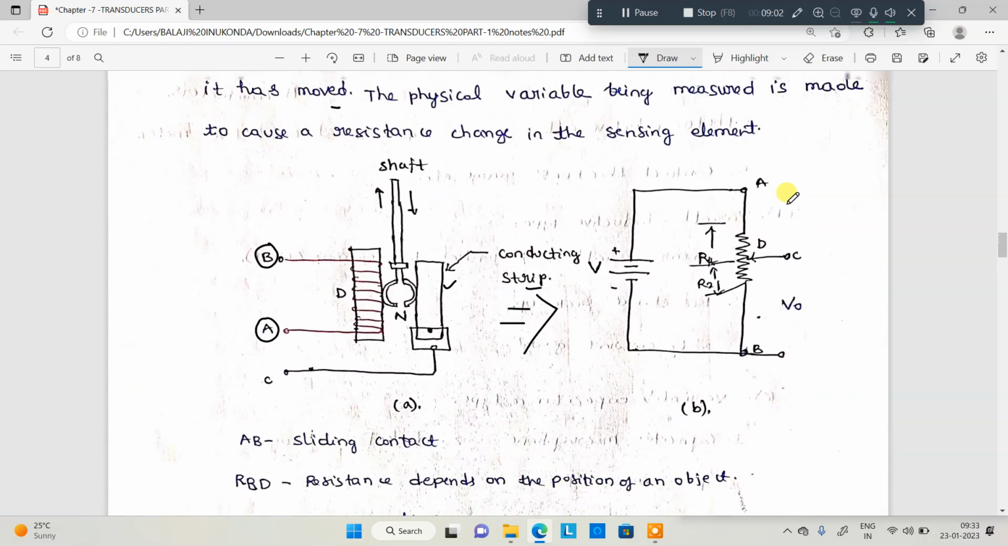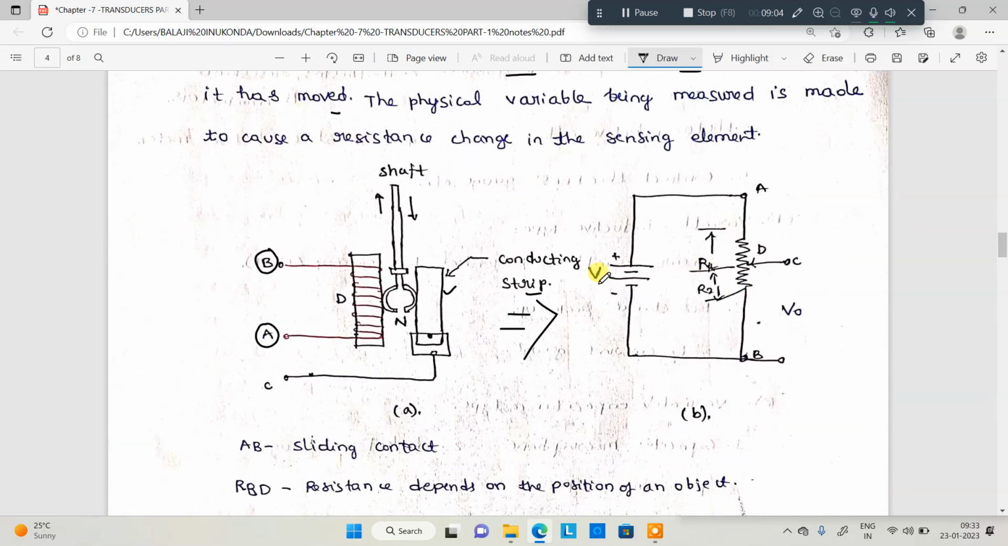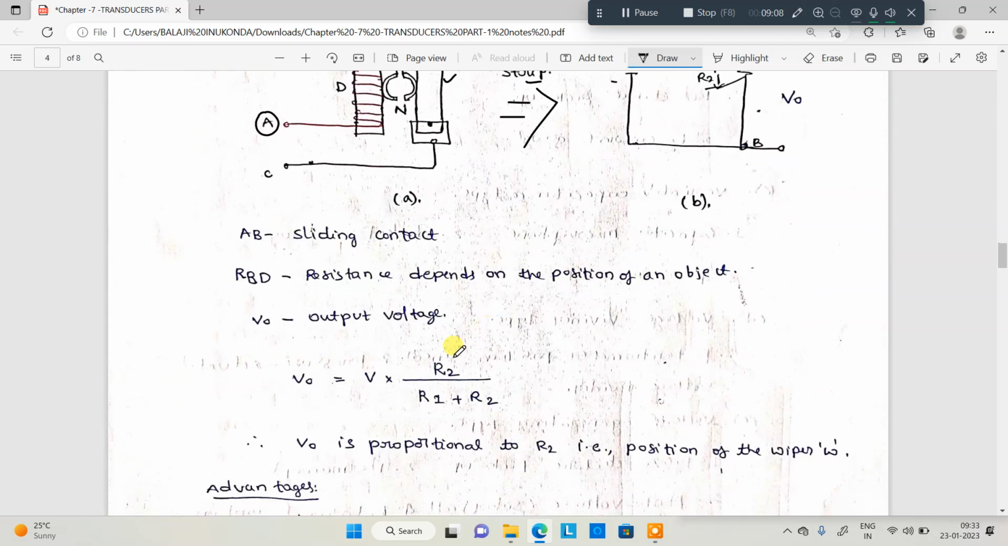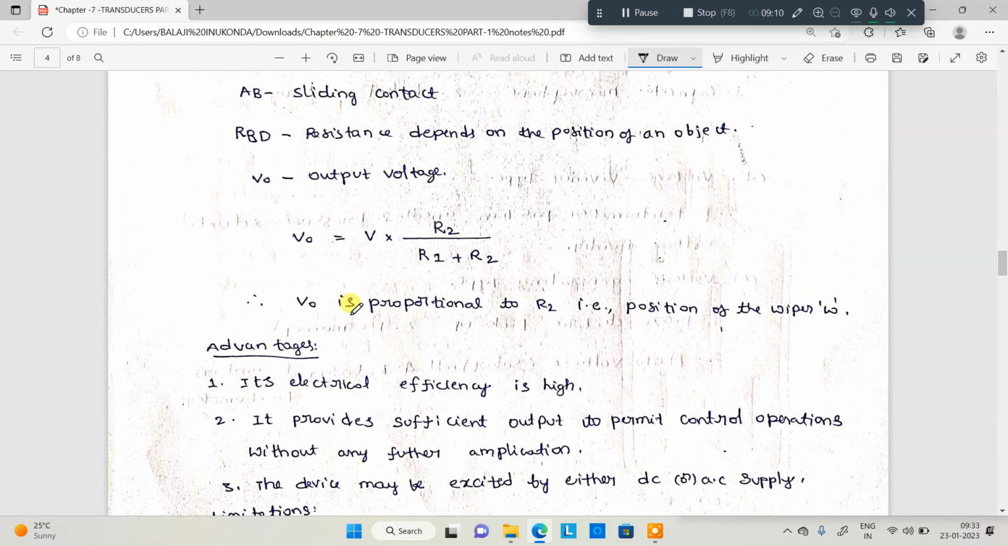Now how to calculate this output voltage? V0 is equal to, applying the voltage division rule, you want the voltage across R2, that is R2 by R1 plus R2. That means the voltage is proportional to the resistance.